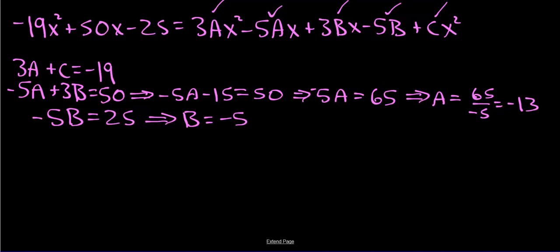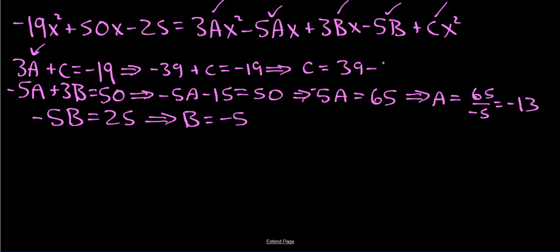Now, I believe we're set to find c, because we just had a, b, and c. So here we go. We've got a is negative 13, so this is going to be negative 39, just putting negative 13 in there. Plus c equals negative 19. Okay. So now we've got c is equal to 39 minus 19. I guess that's going to be 20. Yeah, there it is.